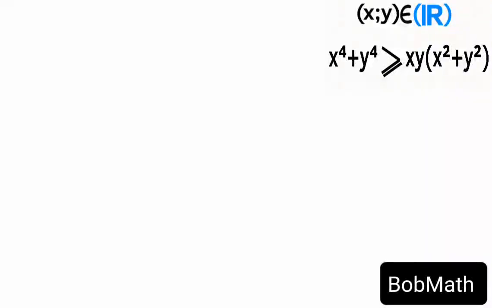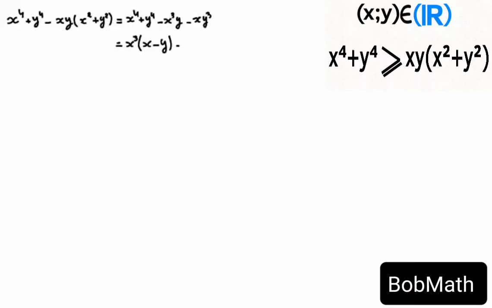Now we will calculate the difference of the numbers, then deduce the sign of the number. So x power 4 plus y power 4 minus xy times (x square plus y square) equals x power 4 plus y power 4 minus x cubed y minus xy cubed. Now we have common factor the number x cubed and minus y cubed. So x cubed times (x minus y) minus y cubed times (x minus y).